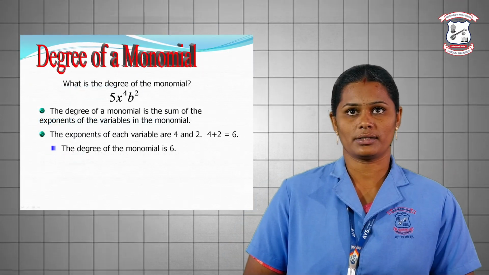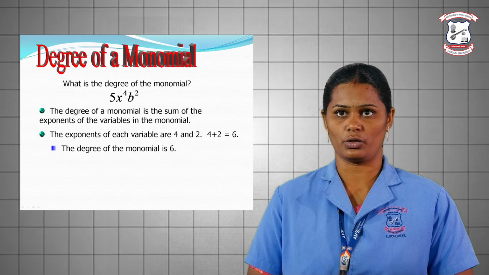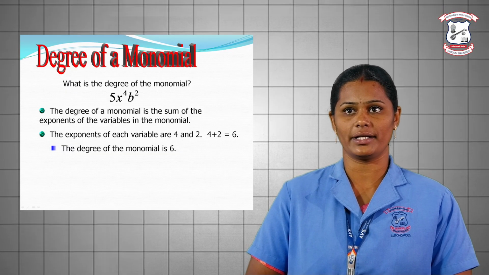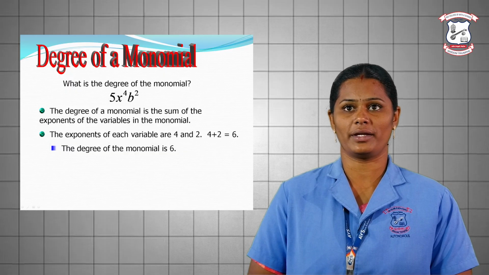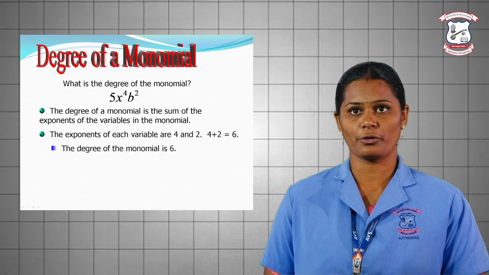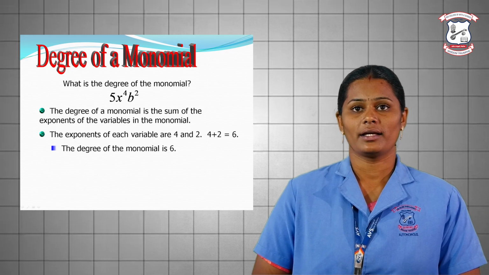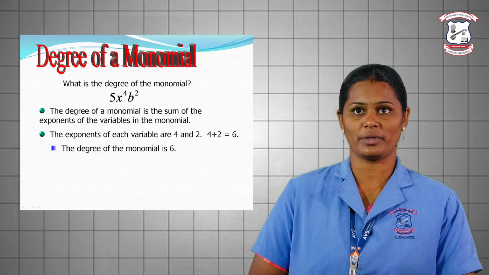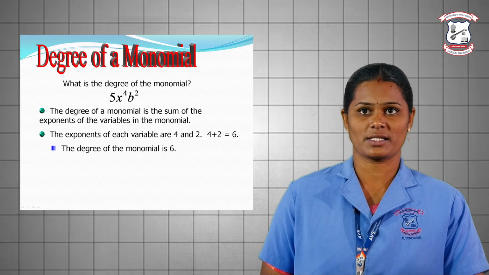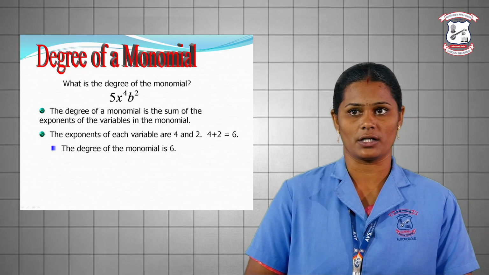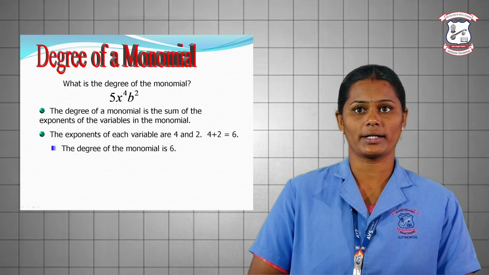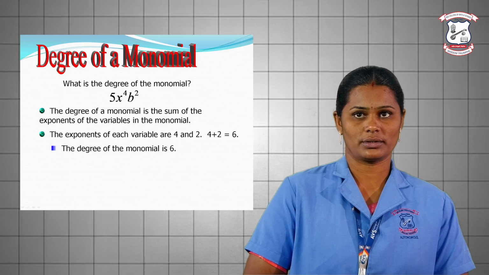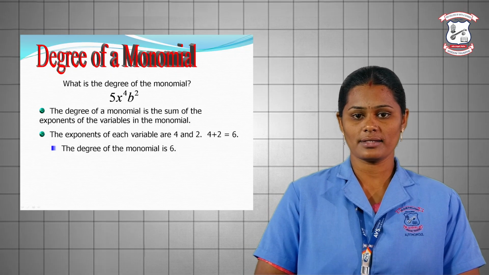Next. So now we are discussing what is degree of monomial. The degree of a monomial is the sum of the exponents of the variables in the monomial. For example, 5x power 4 into b power 2. The exponent values are 4 and 2. So here the degree of the monomial means we are going to sum the exponents. Sum means adding the exponents. So the exponents are 4 and 2, and now we add them: 4 plus 2 equal to 6. So in that expression the degree of the monomial is 6.